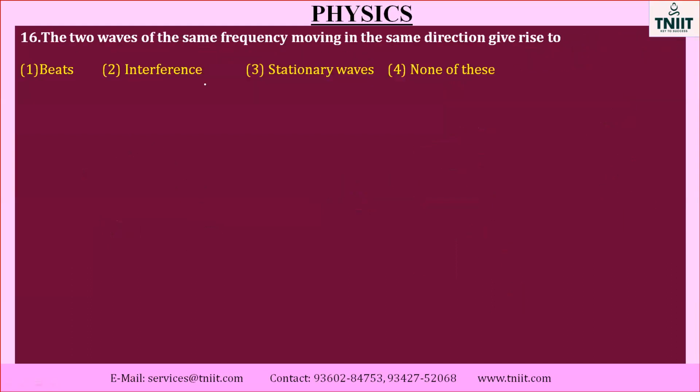Two waves of the same frequency moving in the same direction give rise to what? Interference. Interference is the phenomenon where two waves get superimposed in the same direction with almost the same frequency.